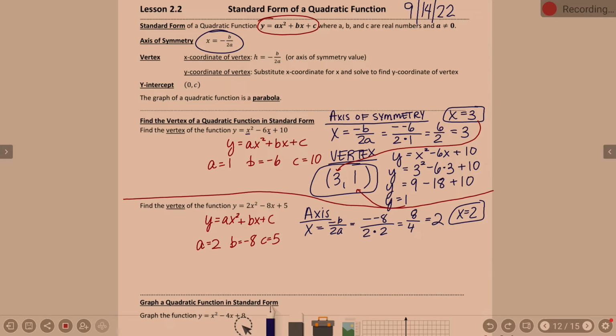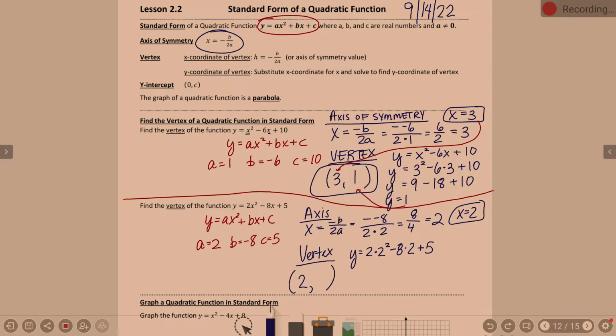Now, my concern is to make sure that you meet me at the end of the vertex, because that's the place I can see mistakes happening. What do we know about the vertex right now? We know it's 2 comma something. What do I do with this 2? We're going to plug it in. So y equals 2 times 2 squared minus 8 times 2 plus 5.